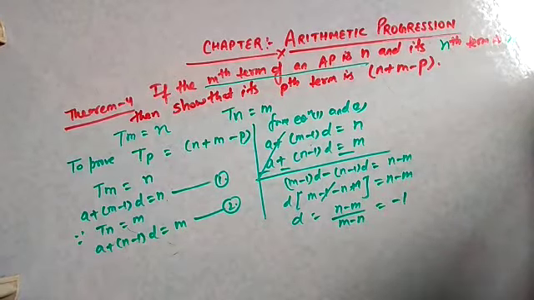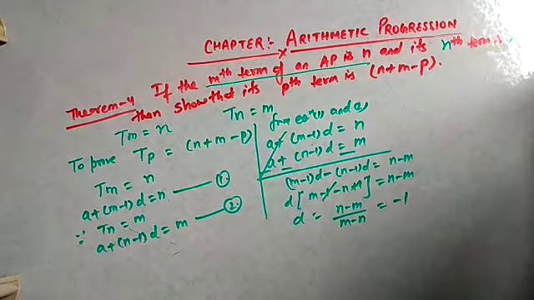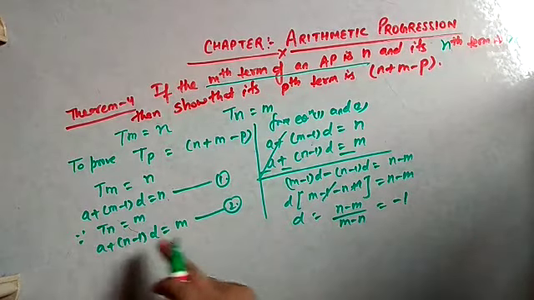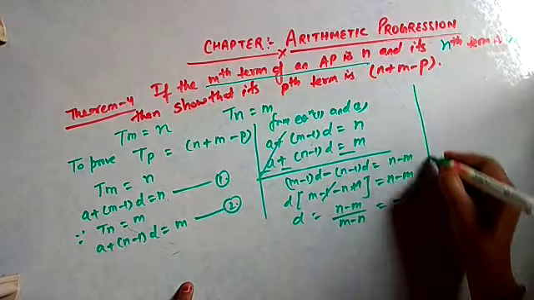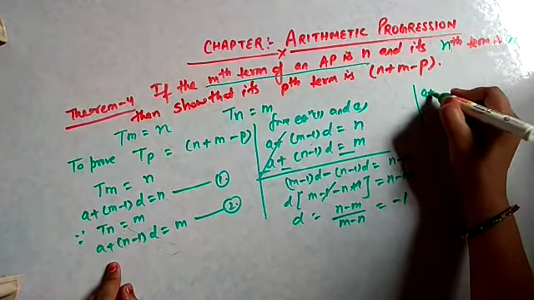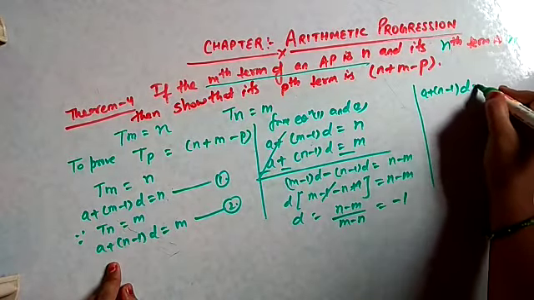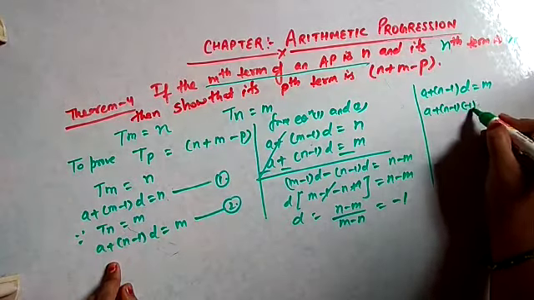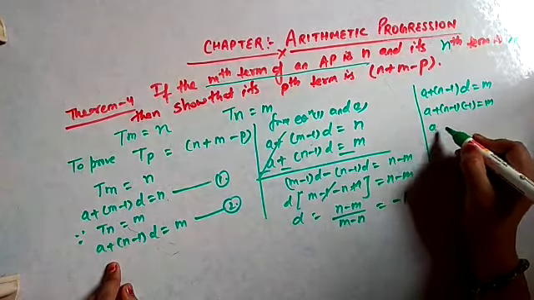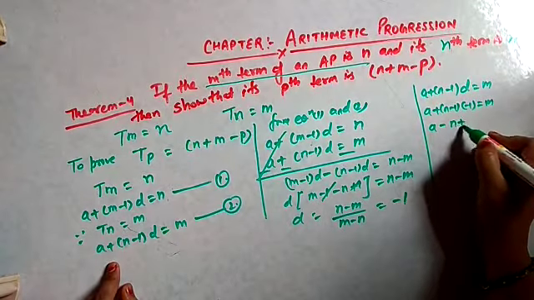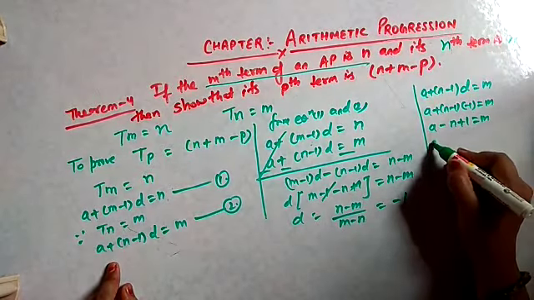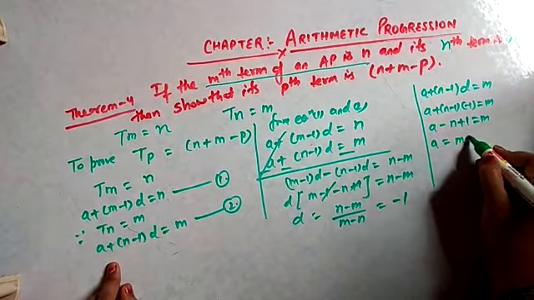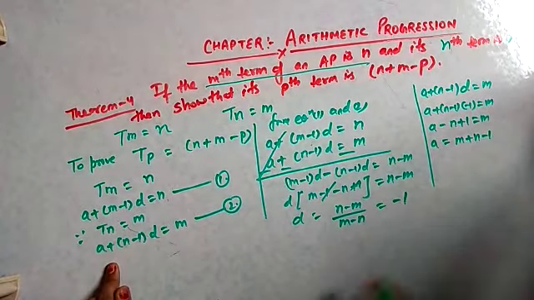Now after finding the value of d, we will find a with the help of d. So see, since a plus (n minus 1) into d equals m, a plus (n minus 1) into minus 1 equals m. So it will be a minus n plus 1 equals m. So we will get a equals m plus n minus 1.